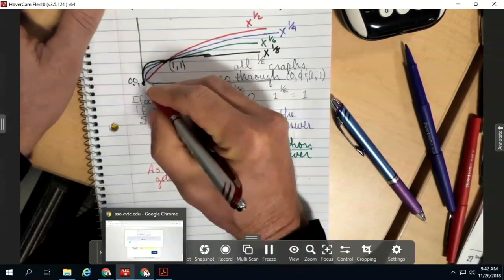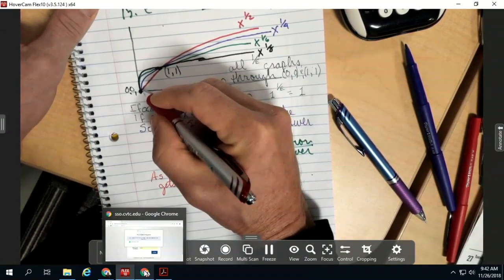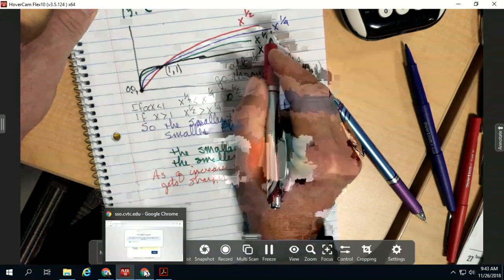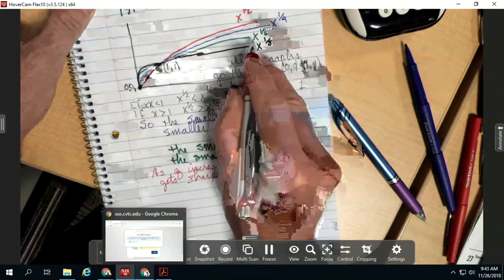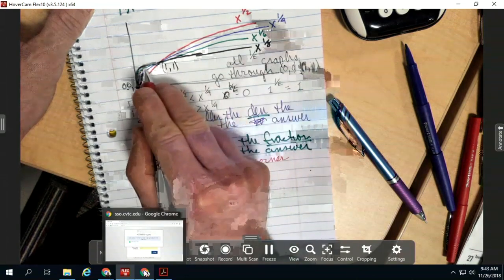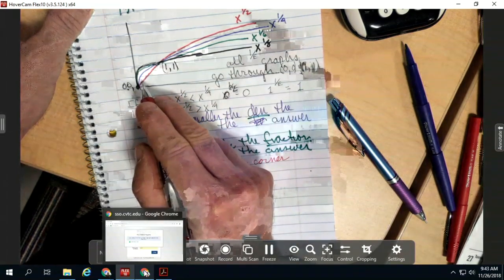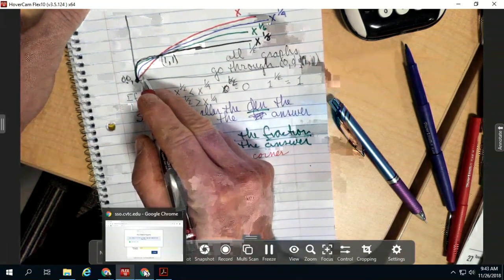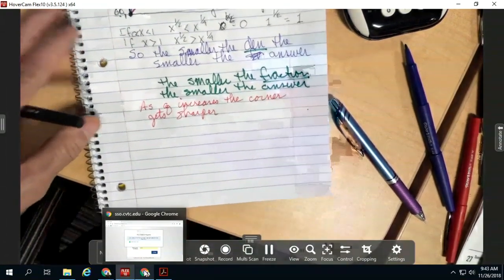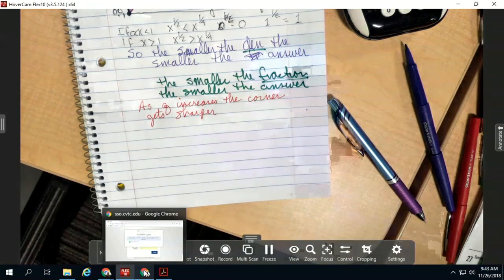So if you notice, you start here, x squared, you could take that corner at like 50 miles an hour. X to the 1/4, you better slow down when you get to the curve. X to the 1/6, you really better slow down as you get. X to the 1/8, you better be going like 30 miles an hour around that curve. As Q increases, the corner gets sharper. Okay? Next, number 3.